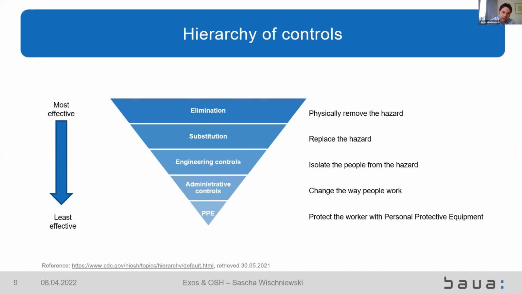And as you can see here, we go from the most effective to the least effective, starting with elimination: remove the hazard, replace the hazard. And well, this is often not possible. Then we talk about isolating people from the hazard and changing the way people work. And only, I would say, as the last line of defense, if everything else fails, we protect the worker with personal protective equipment.